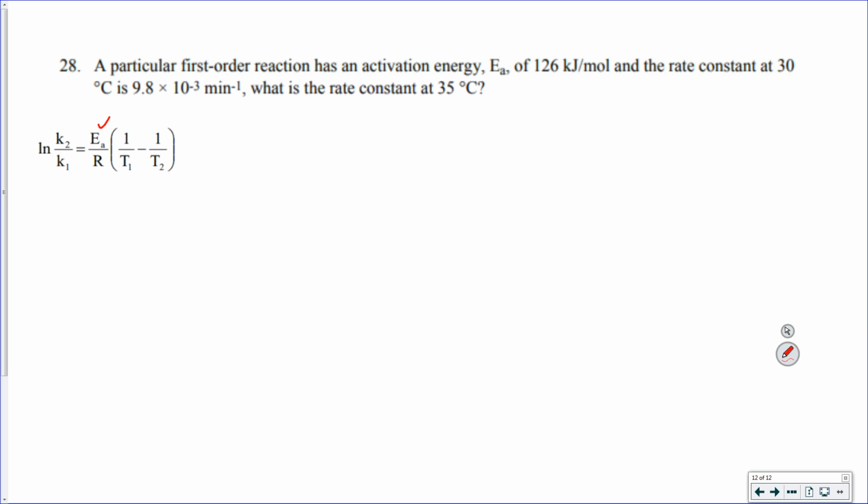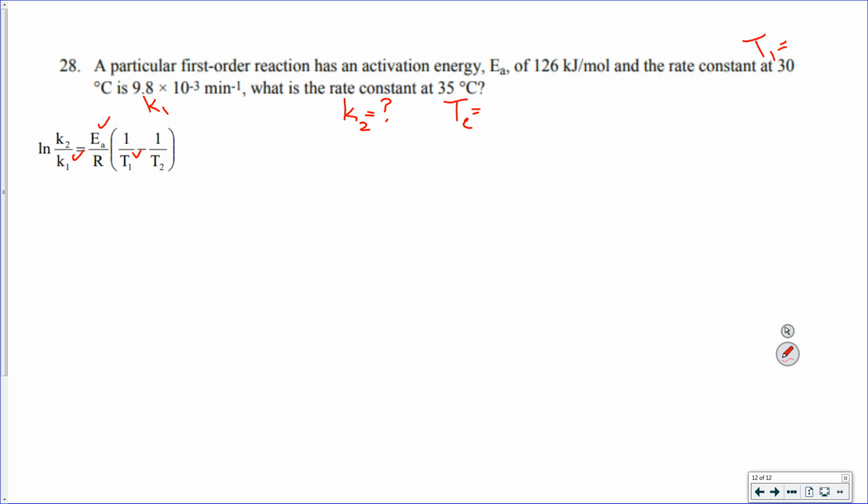So I'm going to call this one T1. So T1 is this value, and I'm going to call that K1. So I know T1 and I know K1. It wants to know what is the rate constant at 35 degrees. So that would be solving for K2 at a temperature of T2. All right, and I know what T2 is.